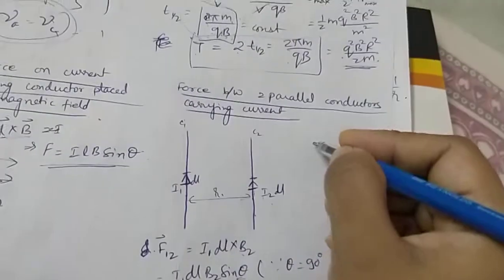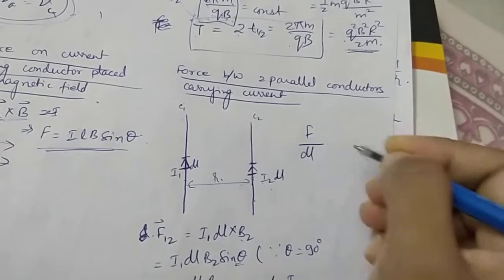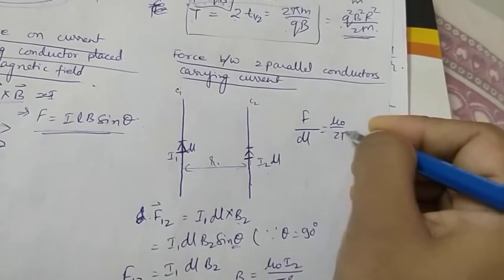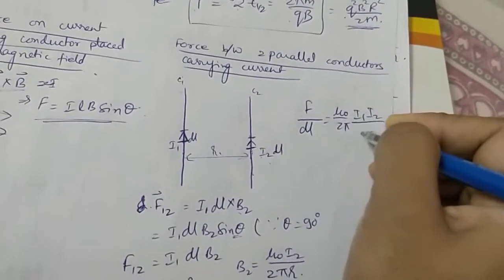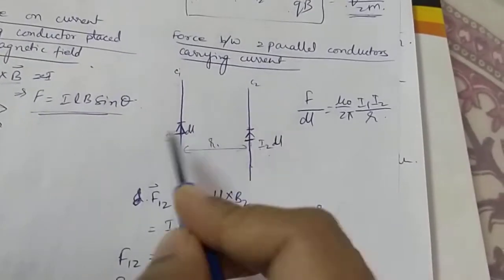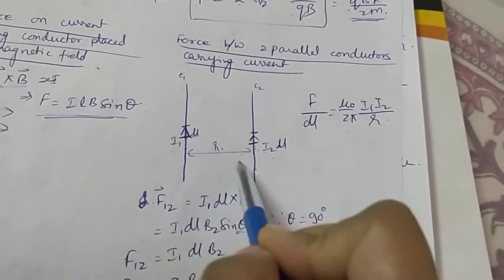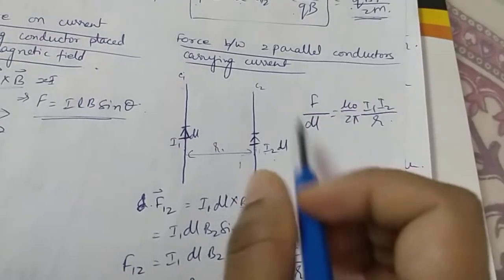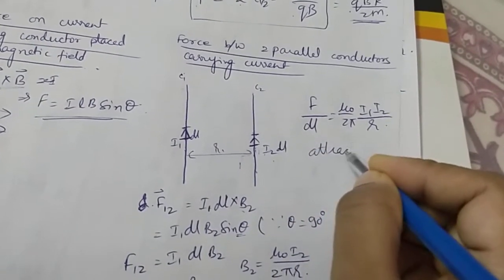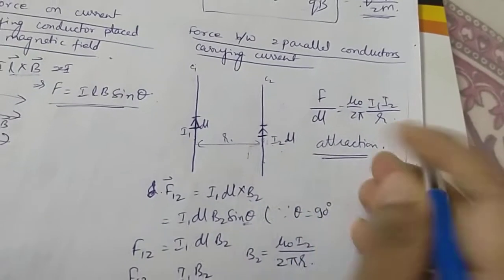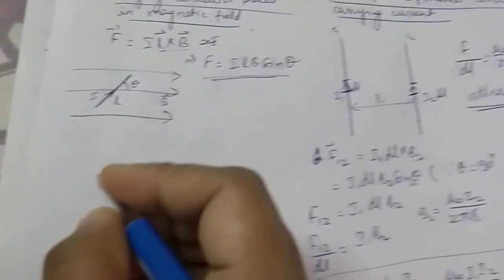So the force per unit length comes out to be mu naught by 2 pi times I1 I2 by r, and it is attractive. When two parallel wires carry current in the same direction, the force is attractive. Well, what about the condition when the current is in the opposite direction?